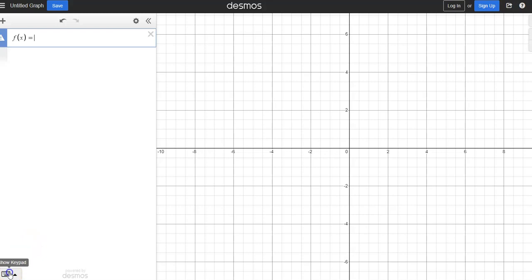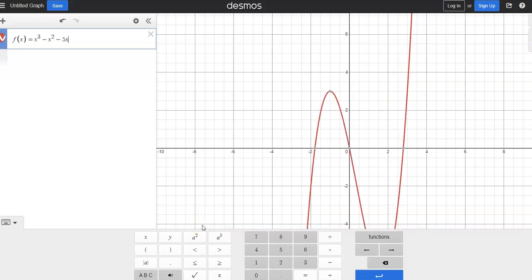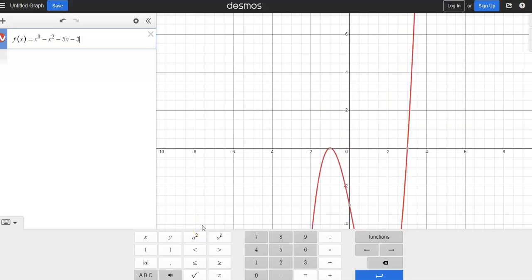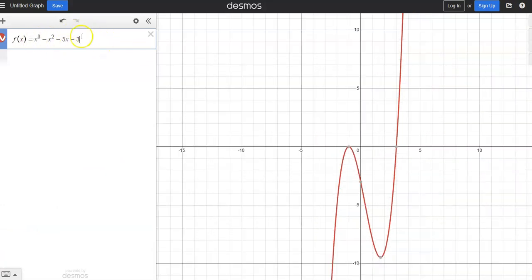And I'm going to go down to this keypad down in the corner and use it to type my equation. I've got x. This little a to the b allows me to put to the third power. Then I click to come down out of the exponent. And I've got minus x squared. There is a button for square, so I can just use that. Minus 5x minus 3. Alright, so here is my equation. I can go ahead and pull that down again. And this is the graph of number 3.